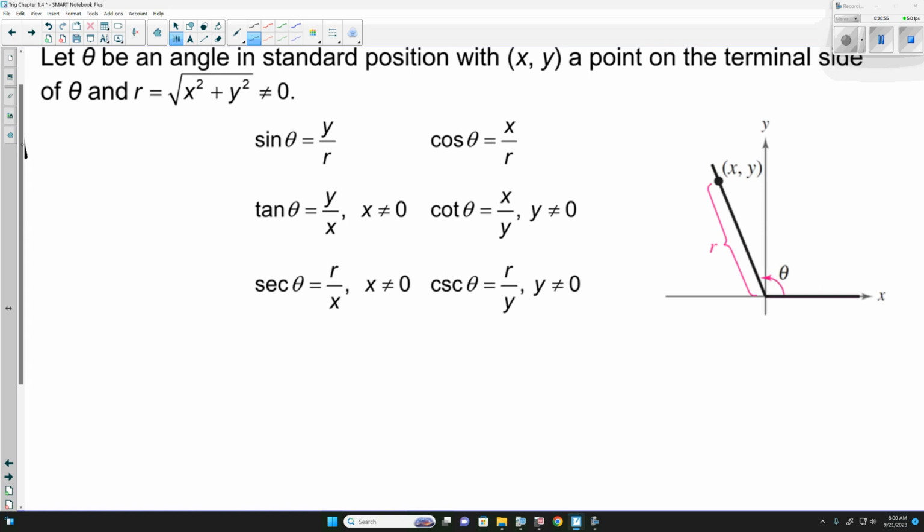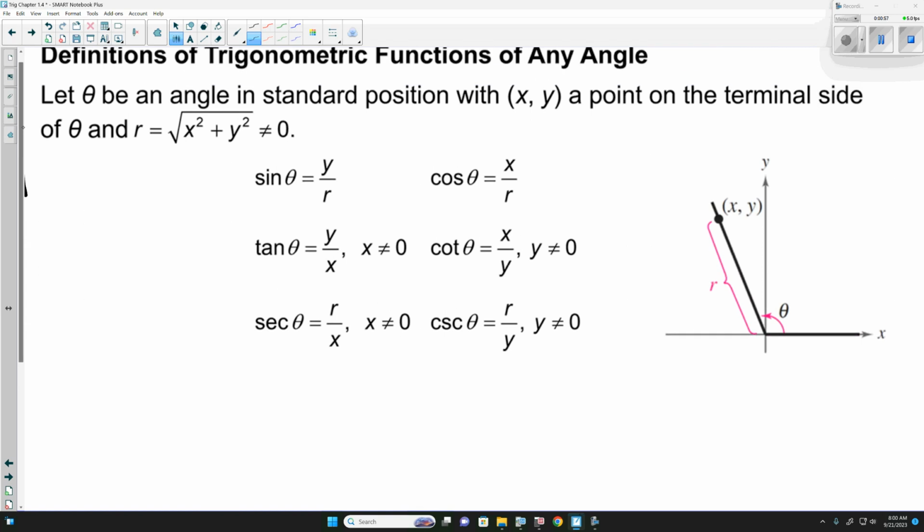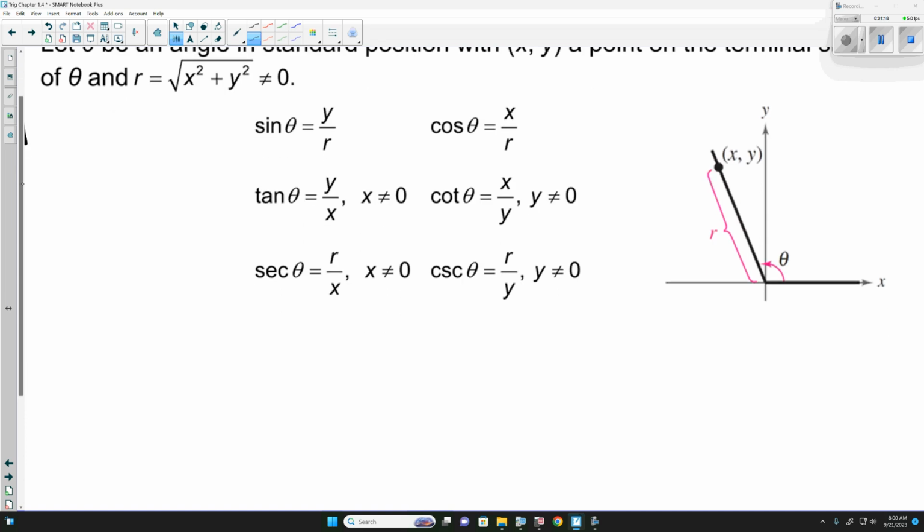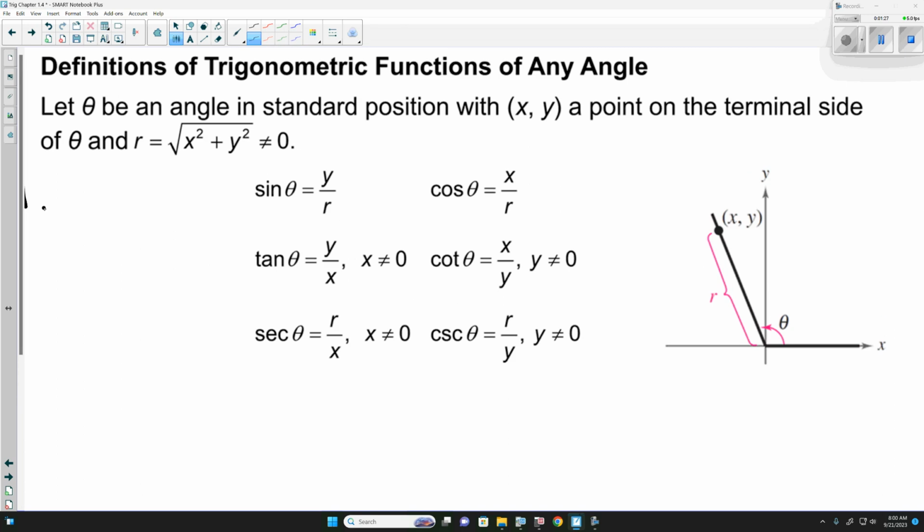Now, let theta be an angle in standard position, with (x, y) a point on the terminal side of theta, and r is equal to the square root of x squared plus y squared. Standard position just says that its starting point is the positive x-axis, and it goes around the circle. And r is not going to be equal to 0, because if it's equal to 0, it means it's the origin. Now, this makes sense. You don't have to write this part down.